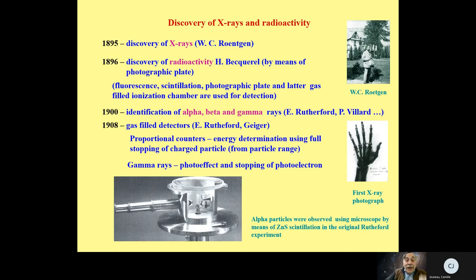Perfect. That means it's possible to use the photo effect for detection of gamma rays, because in the photo effect an electron is produced, and it's possible to obtain the energy of the electron. Because during the photo effect the photon converts all its energy to this electron, by measuring the electron energy it's possible to obtain information about the energy of the gamma. It was the first method used for obtaining the energy of gamma.